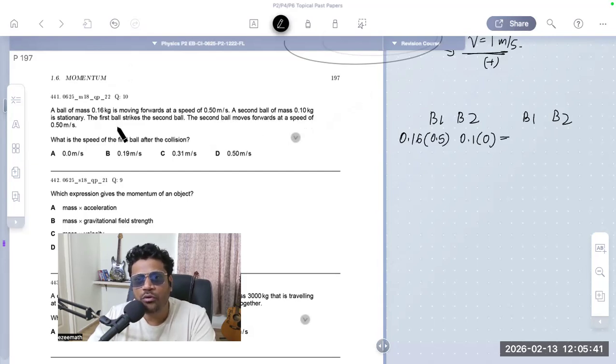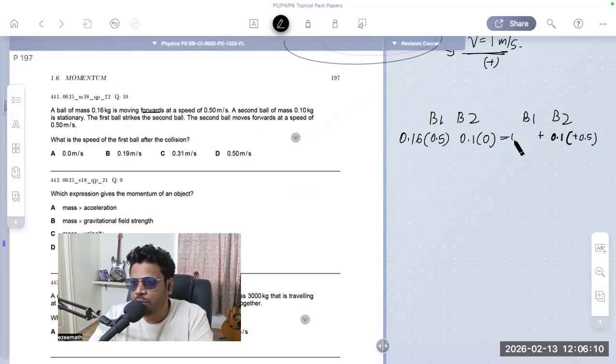So the second ball moves in the same direction, right? Forwards. So you're going to have the same sign on the velocity for ball number two, as in positive. So ball number two is 0.1 and the velocity is 0.5 positive. And ball number one is what we're trying to find the velocity of.